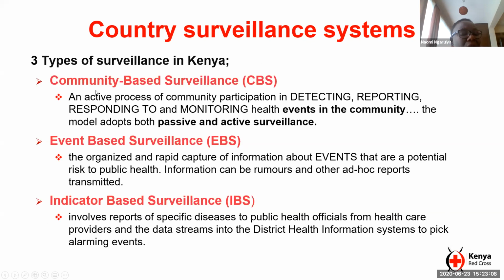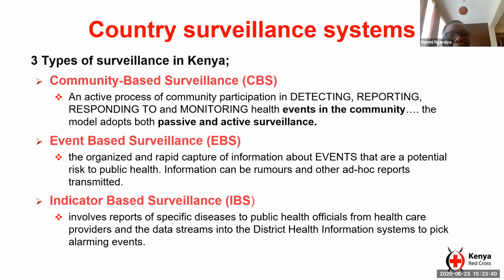The indicator-based surveillance is about reporting specific diseases to the public health officers from the facilities. The officers are able to get information from the system. The information can be from the rural units, that is the health facilities at the sub-county, or at the county health facilities. And the information is populated at the system we call the district health information system, which keeps picking on alarming events.